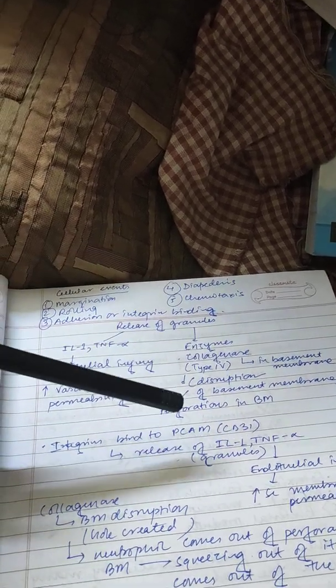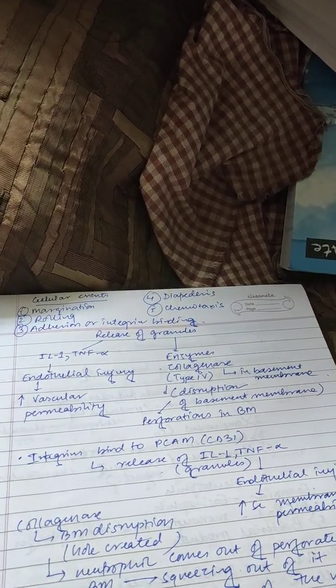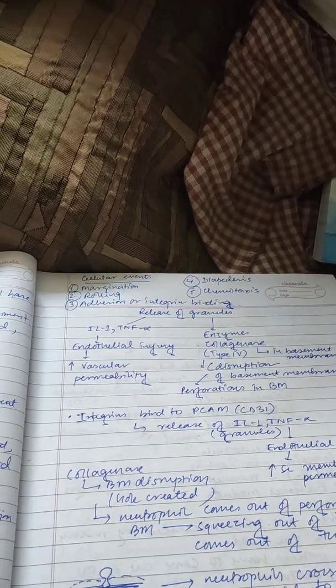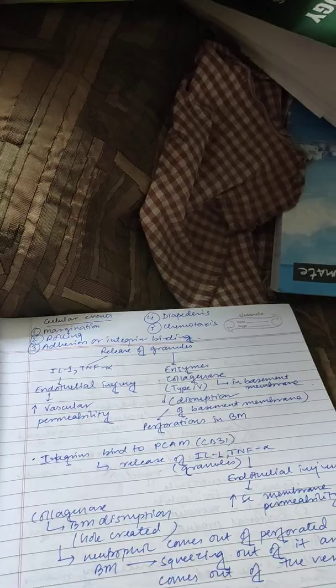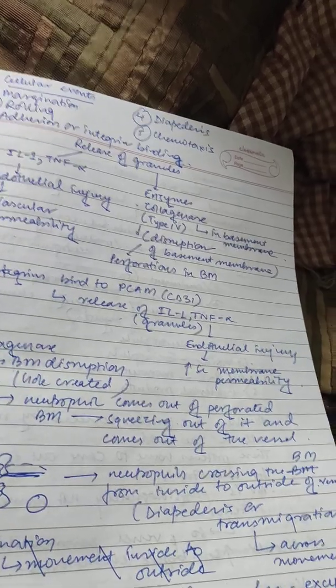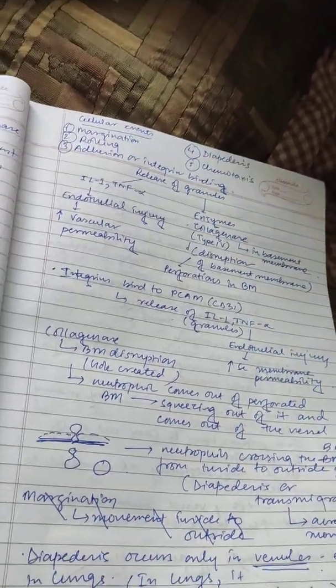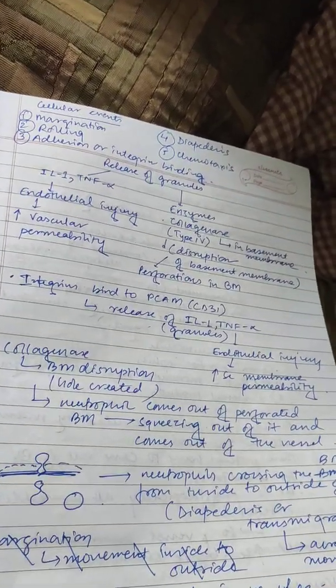So basically this leads to disruption of the basement membrane, and it leads to multiple perforations in the basement membrane. And these integrins, I was saying, will bind to PECAM, which is CD31, which will lead to release of IL-1, TNF alpha and important granules, and leads to endothelial injury and increased membrane permeability. So this collagenase leads to membrane disruption. Several holes are created, so the neutrophil can come out of the perforated basement membrane. They can basically squeeze out of it and come out of the vessel.